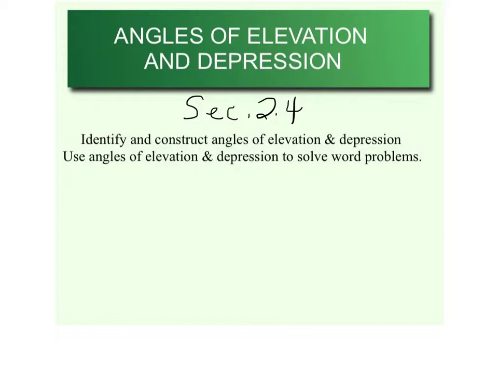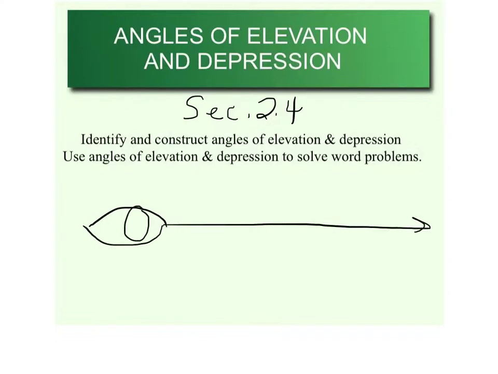It really comes from what's called a line of sight. So let's say you're looking straight ahead at something. This is a horizontal line that is called your line of sight. The angle of elevation and depression actually come from this horizontal line, depending if you're looking up at something or if you're looking down. Let's say you're looking up at the sun.